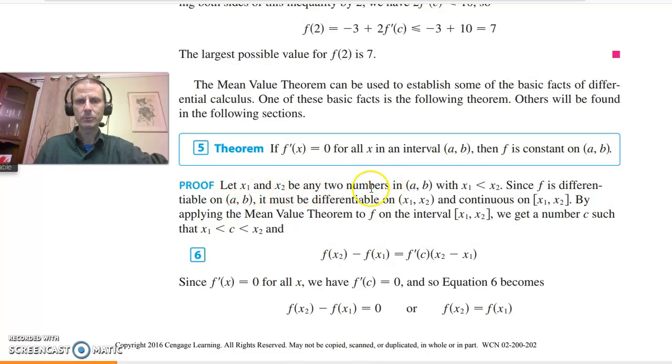And how does the proof go? You just take any two numbers in the interval, and then you apply the mean value theorem to those two x values. The mean value theorem gives you that f of x2 minus f of x1 equals f prime of c times x2 minus x1. Since the derivative is 0 everywhere in between x1 and x2, the right-hand side is just 0, so f of x2 has to equal f of x1, so it's a constant function.